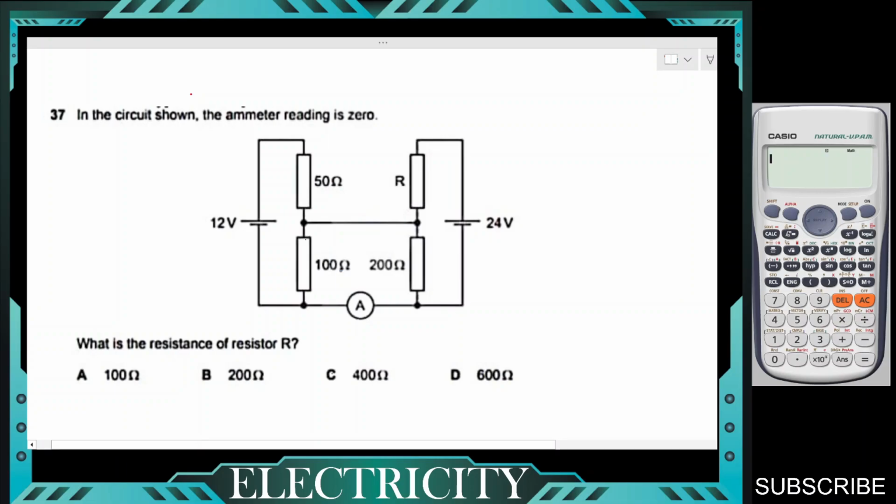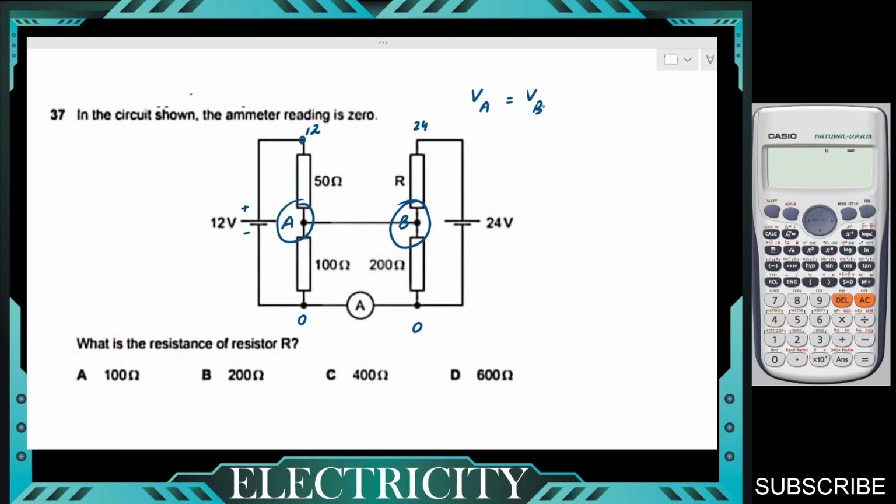If there is no current flowing through the ammeter, that would mean the potential at this point, let's call it point A, and the potential at this point would be the same. So this one is the positive terminal of the battery, this one is negative. The potential at this point for the battery on the left would be plus 12, and at the end it would be 0. Over here it would be 24, at the end would be 0, but we don't know what the potential would be here. But whatever the potential is here has to be equal to the potential over here. So VA should equal VB.